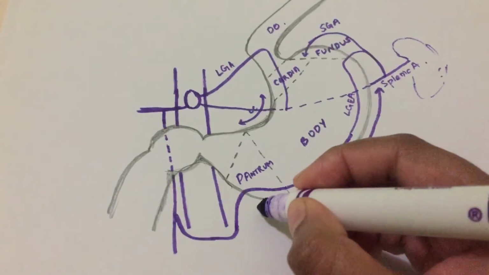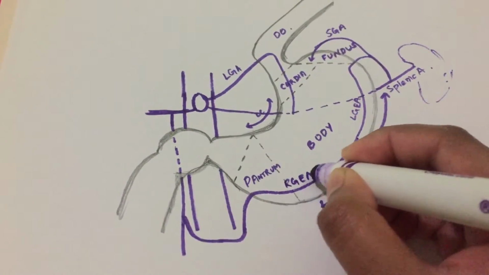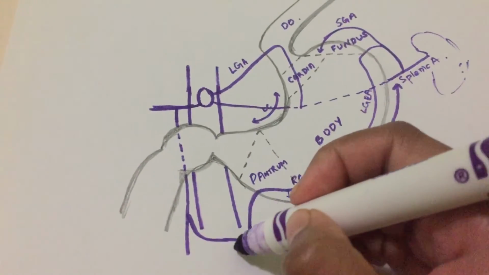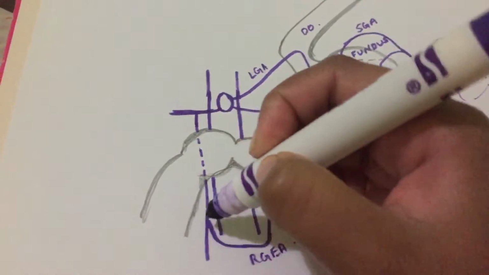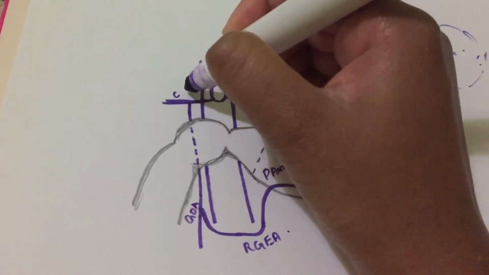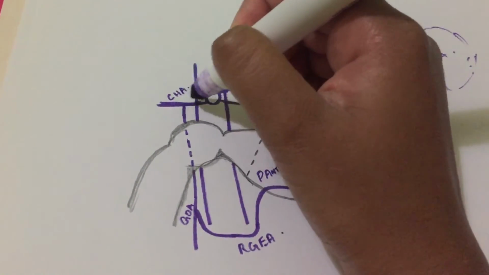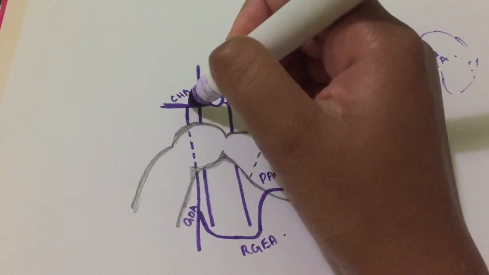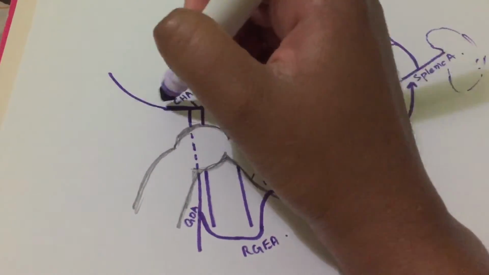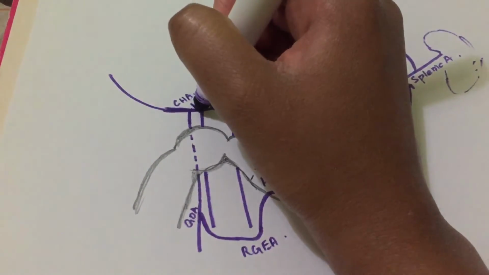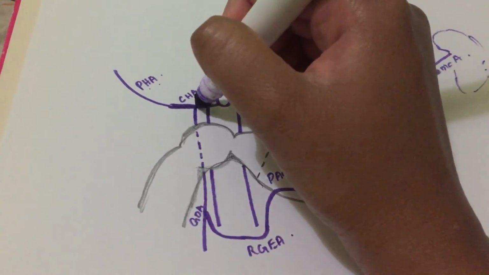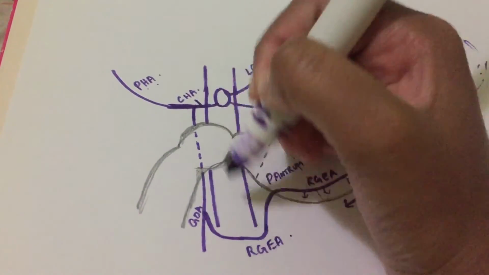the body. So this is the right gastroepiploic artery, which supplies the body part, and this is the gastroduodenal artery, and this is the common hepatic artery. After it divides into this, this supplies the liver. So the common hepatic artery gives off the branches: proper hepatic artery, which supplies the liver, gastroduodenal artery, and right gastroepiploic artery.